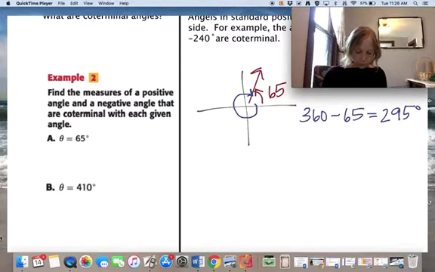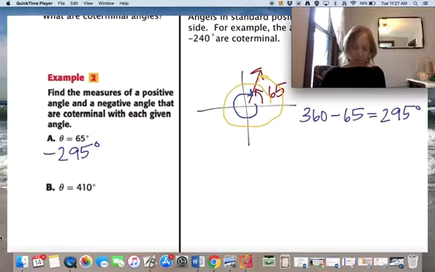But notice I went down and around, okay? So it would be negative 295 degrees. That would be 1. Now I need another positive one. So let's switch colors. I already have an acute angle right here. So what I'm going to have to do is I'm going to have to go all the way around and then bump up to it again. All the way around is 360 plus the 65 more to get to that terminal side is going to be 425 degrees.